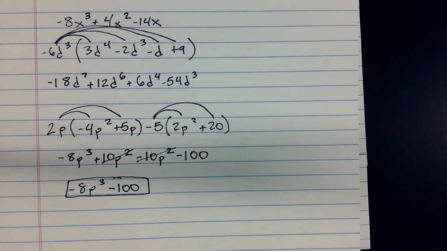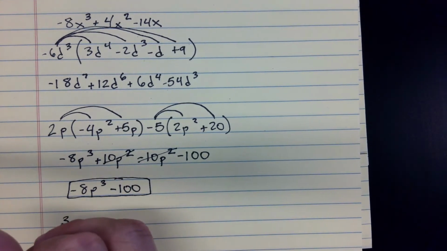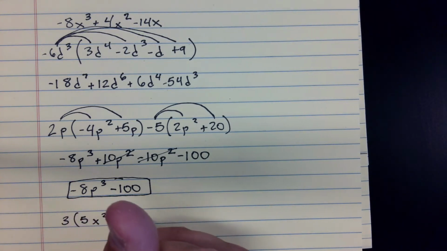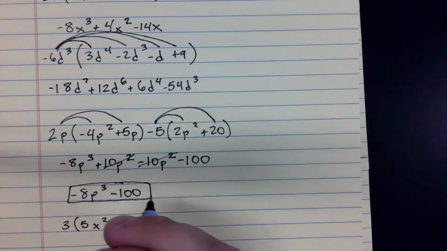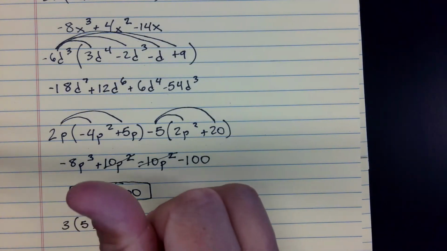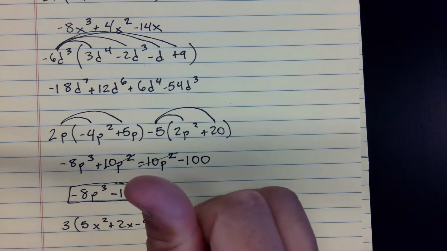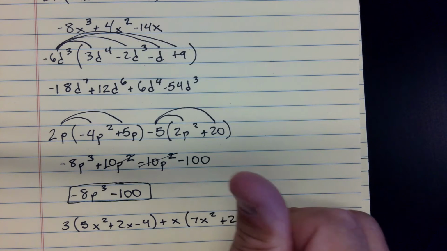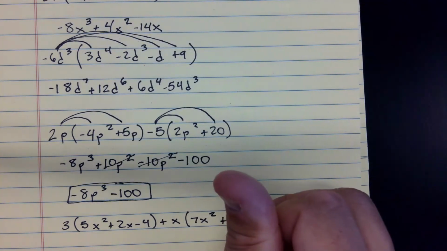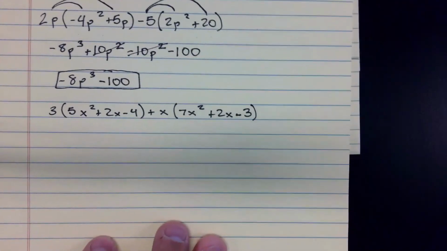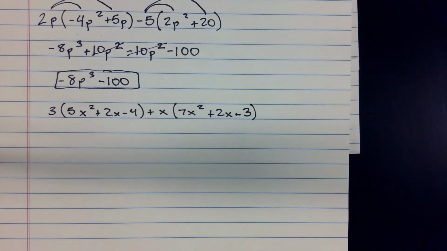All right, let's look at another. Let's say we had 3 times 5x squared plus 2x minus 4. Positive or negative, Travis? Positive 7x squared plus 2x minus 3, Lane. Sound good to you? Okay, write that one down.